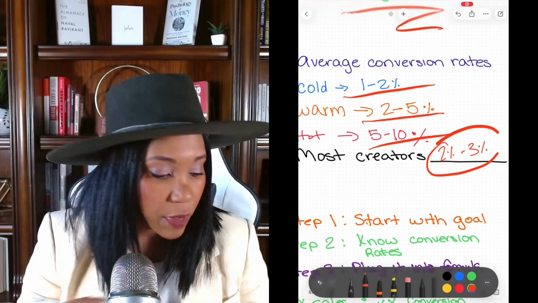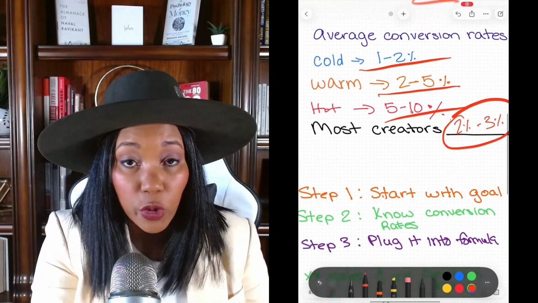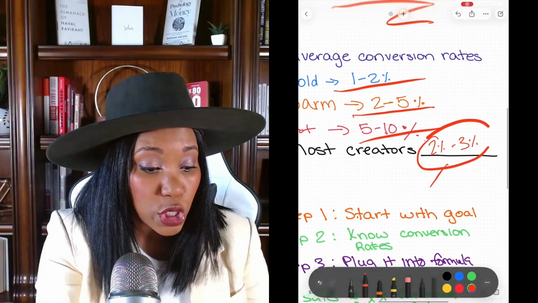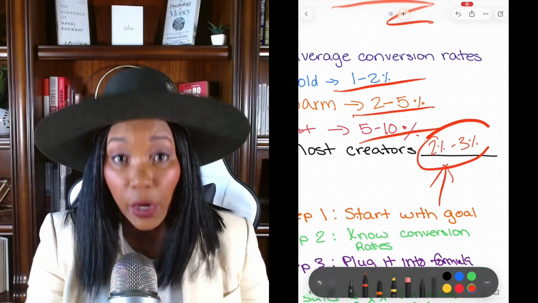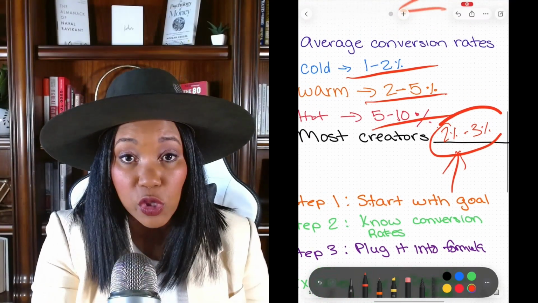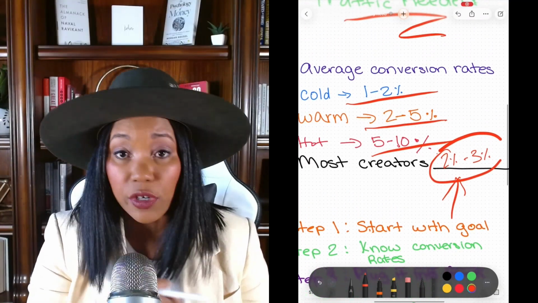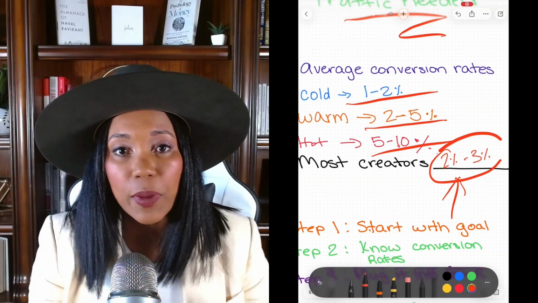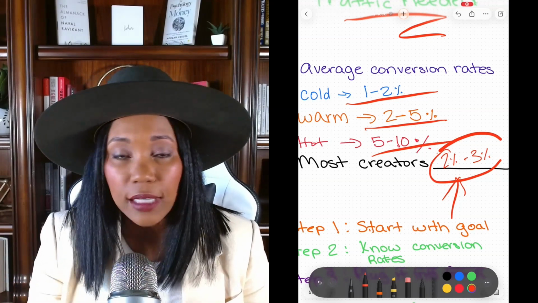traffic formula. Now, step 2 is to know your conversion rate. So as I mentioned, most people live within this 2 to 3% area within their business. Now, one of the ways that you can better understand your conversion rates, especially if you're just getting started, is to look at your email list, see how many people have opened and clicked your links or products.